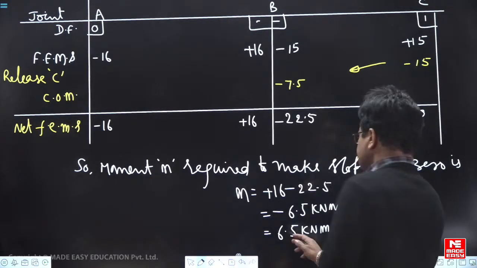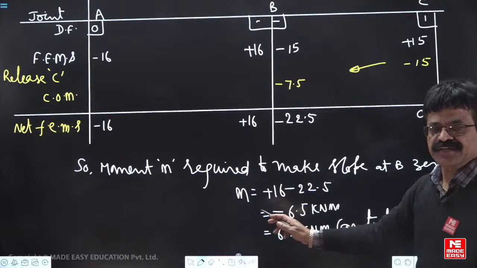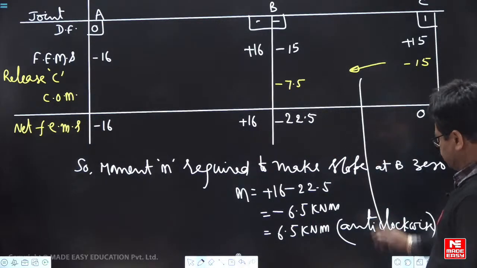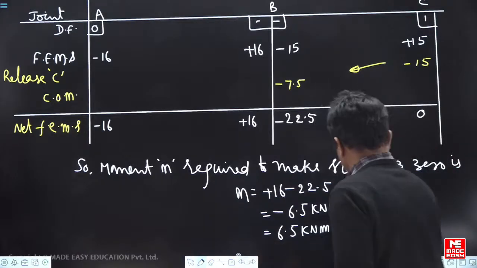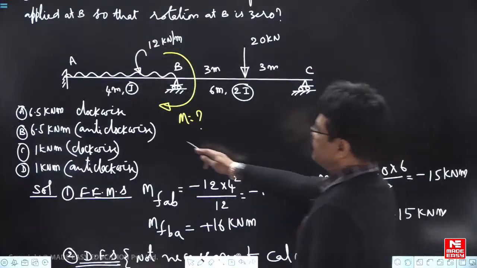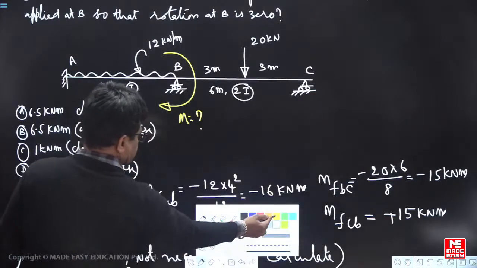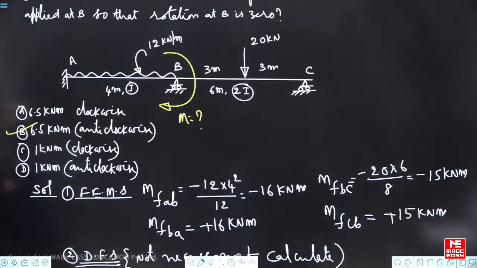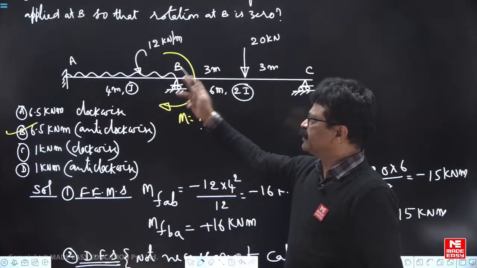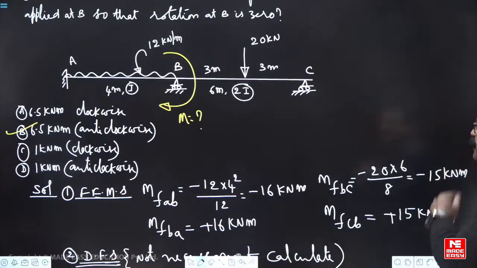So if you apply 6.5 kilonewton meter anti-clockwise, slope becomes 0. So 6.5 kilonewton meter anti-clockwise, like this. That means you have to apply anti-clockwise. He has given some direction like that, say.